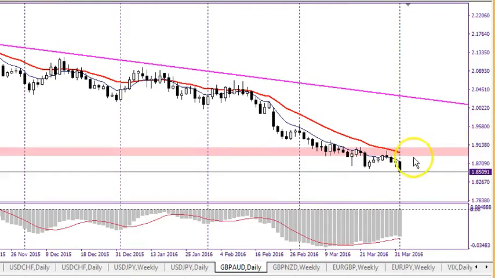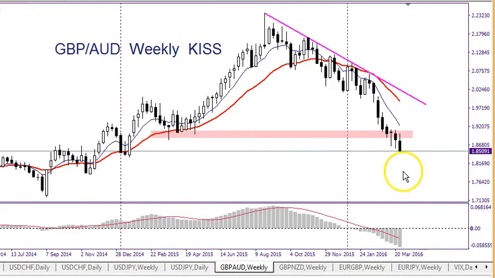Okay, this is the daily chart, and this is one pair that most likely is going to be heading down lower. You can take a look to the left side of your chart where the next support area is.